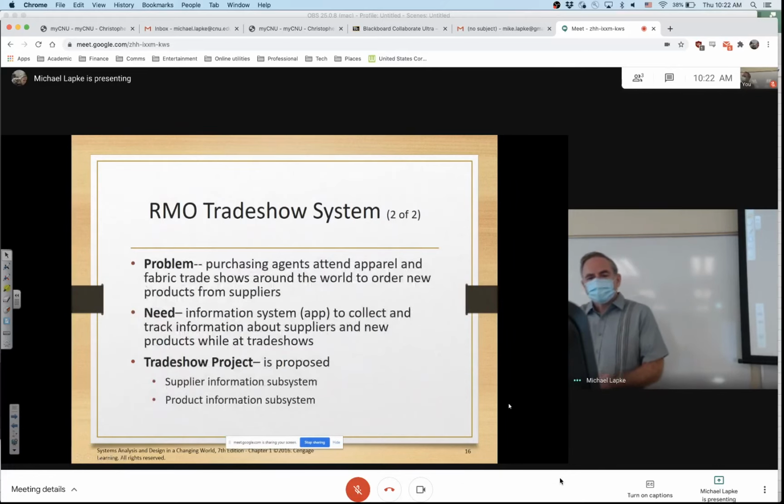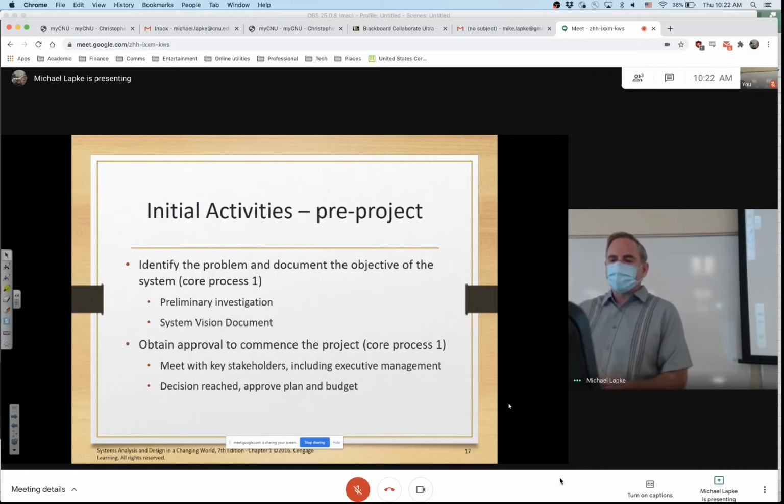All right. So the problem is that purchasing agents attend apparel and fabric trade shows around the world to order new products from suppliers. They need an information system to collect and track information about suppliers and new products while at the trade shows. So that's what our overall problem statement is. So pre-project, we've identified the problem, and we've documented the objective of the system. This is our preliminary investigation.